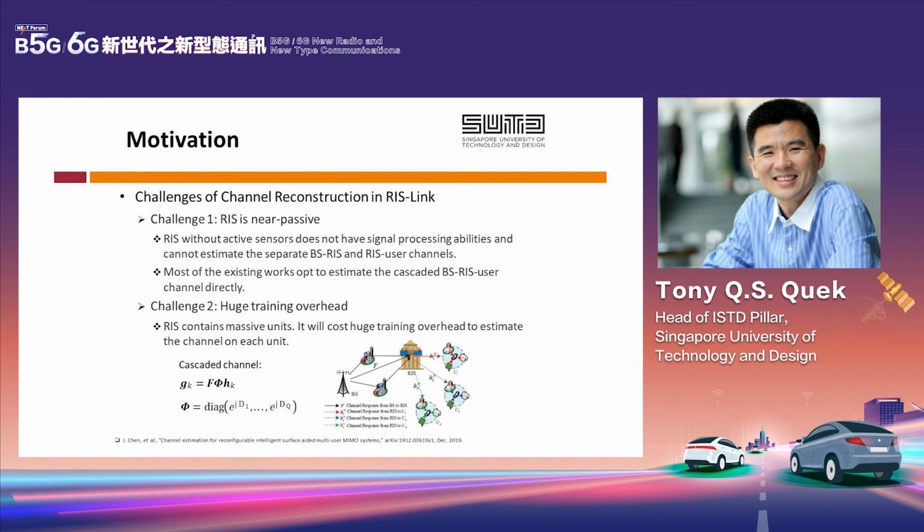So it's passive. So the RIS does not have very active sensors, so it does not have very sophisticated signal processing capability to estimate, for example, the channel from the base station to the RIS to the user, right? Because it's a surface, so actually you need to estimate this channel. And most of the work opt to estimate the cascaded form. But we know in practice, it is not just a cascade. The properties could be very different, because this could be near field, then this could be far field. So if you have a very huge RIS surface, you have many units. For each unit you want to measure the channel, a huge number of overhead. Right.